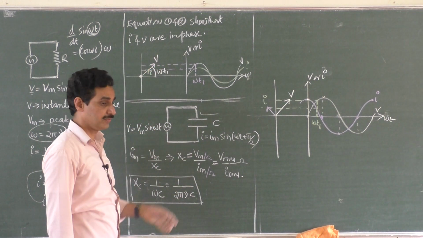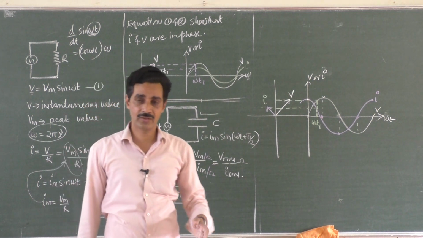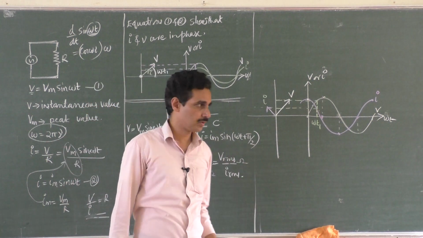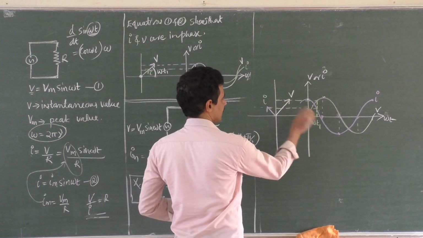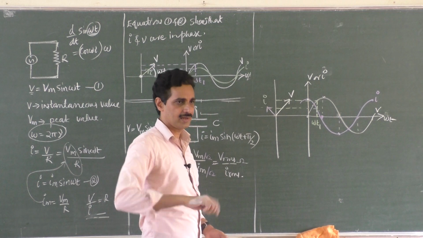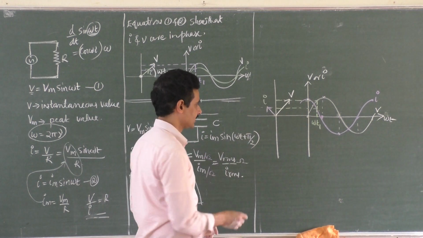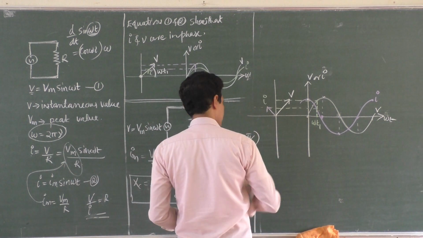Last time they were together because current and voltages were in phase. Current and voltages were in phase means when the current is highest, voltage is also highest. When current is 0, voltage is also 0. But now when current is leading, current is highest, voltage is 0. So when voltage is highest, current is 0. They have a phase difference of 90 degrees, and that difference is nothing but this one.